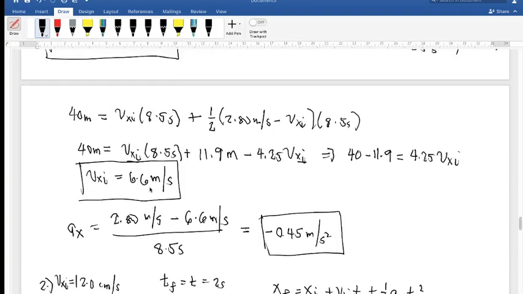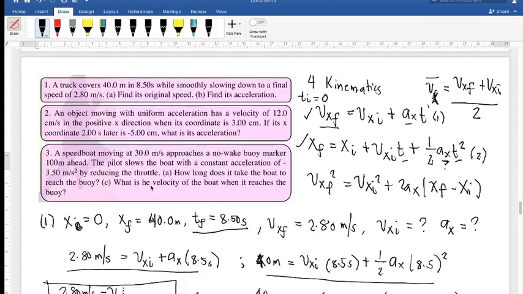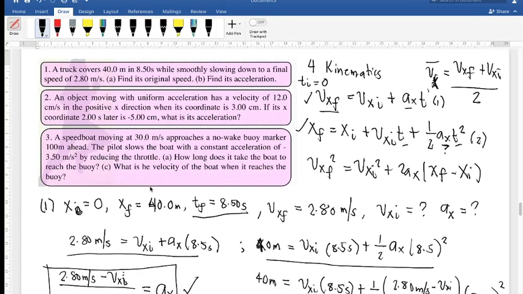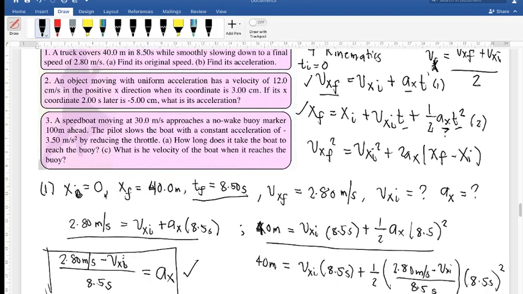Okay, so next is we have to get problem number 3. So a speedboat moving at 30 meters per second approaches a no wake zone marker buoy. So buoy marker 100 meter ahead. So the pilot slows the boat with a constant acceleration of negative 3.5 meters per second squared by reducing the throttle.